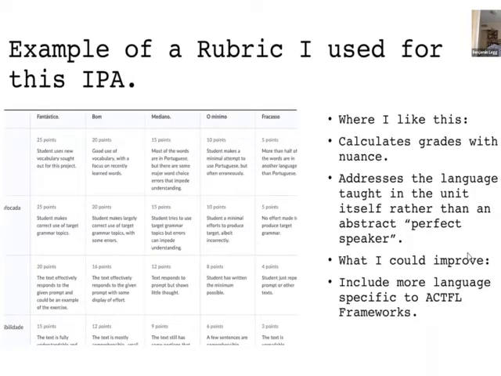So as you can see, once again, just the levels, the bare minimum they could do. What I like about this rubric I've designed, doing some self-critique, is that it calculates grades with nuance. It's got a lot of categories and a lot of levels, which means that you can really be nuanced in your calculation of a grade. And it also addresses the language taught in the unit rather than an abstract perfect speaker.